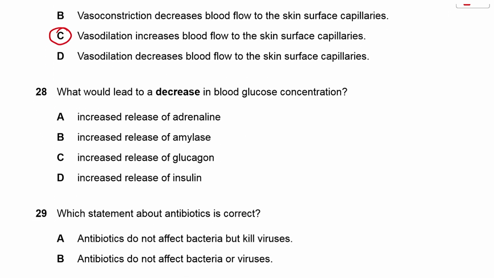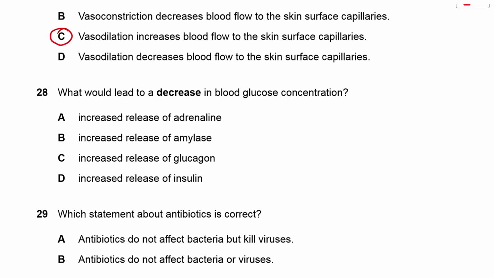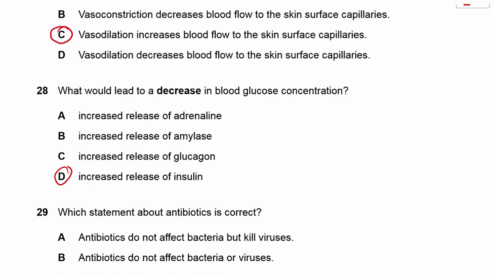Number 28 says, what would lead to a decrease in blood glucose concentration? Increase in adrenaline. Increase in adrenaline increases glucose concentration. Increased release of amylase. Amylase will break down starch and result in an increase of glucose. Increased release of glucagon. Glucagon will convert glycogen back to glucose. Increased release of insulin is correct, because insulin will convert the excess glucose to glycogen. So we'll take D.